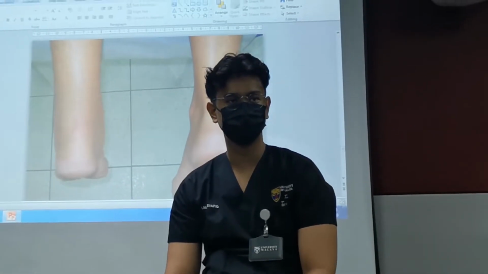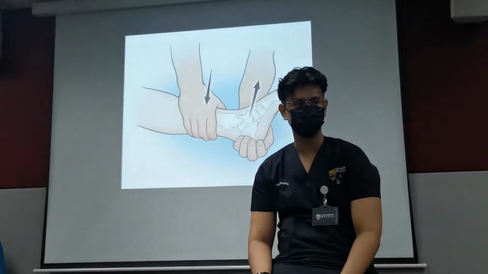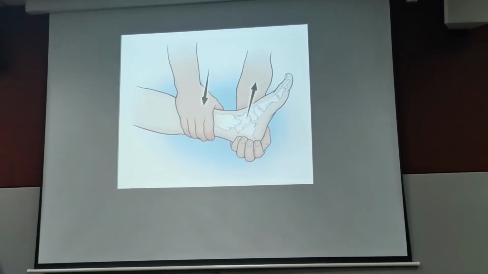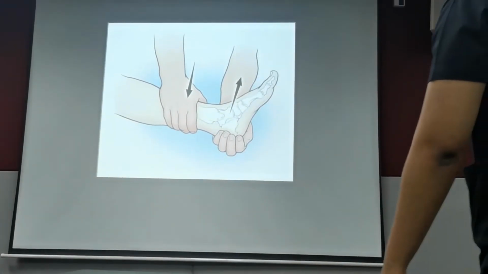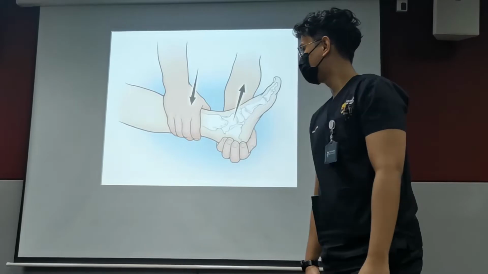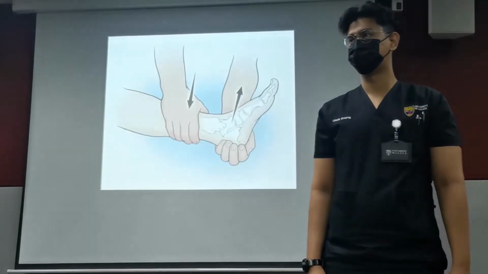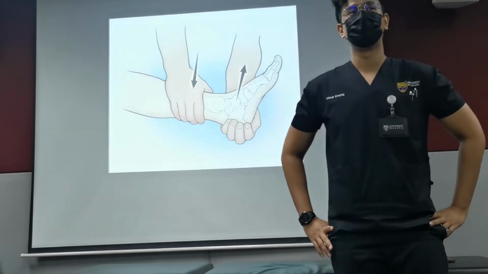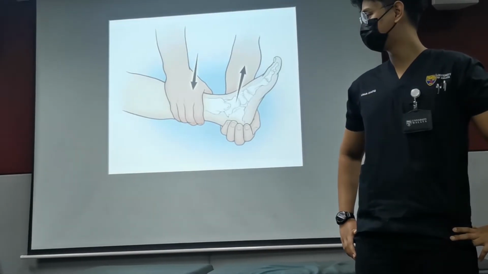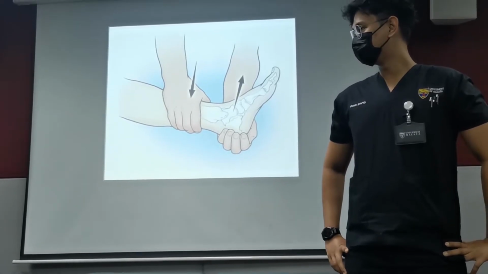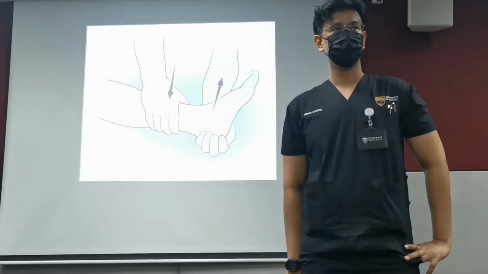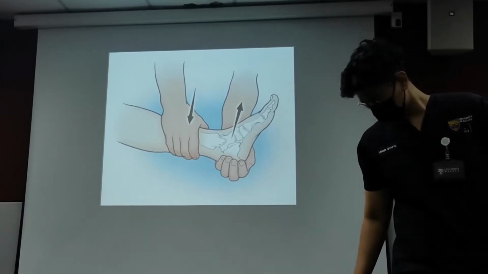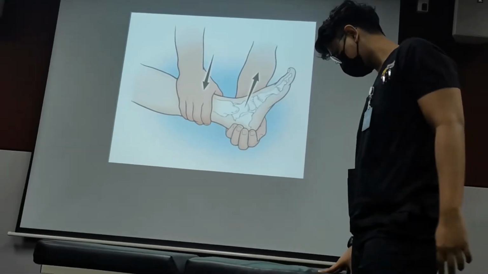What other special tests do you all know? Okay, so the ankle also has a drawer test. This is for deficiency of the lateral ligament, which all of us have sprained before. The ATFL, or anterior talofibular ligament. Okay, there is an anterior tibiofibular ligament.